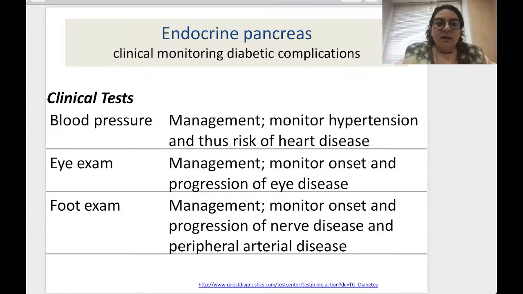Clinical monitoring of diabetes and diabetic complications. We should check blood pressure. If it is hypertension, it requires management of hypertension and further monitoring, and thus risk of further heart disease. In a patient with diabetes mellitus, the risk of all cardiovascular disorders is much higher than for a person without diabetes mellitus.